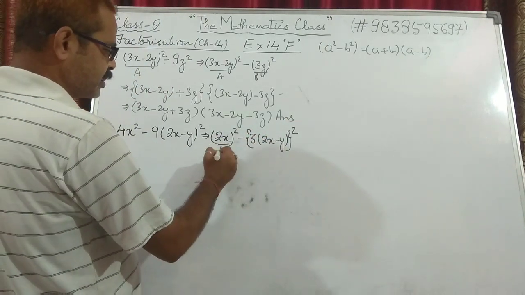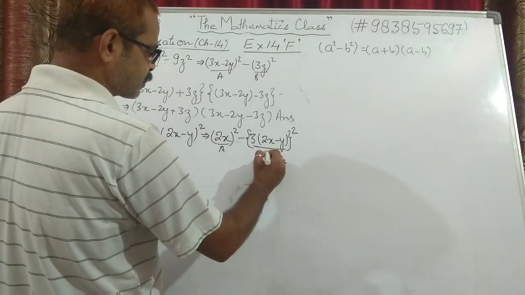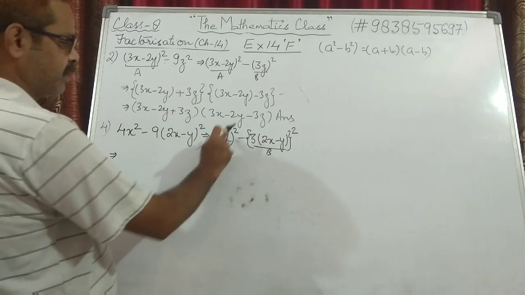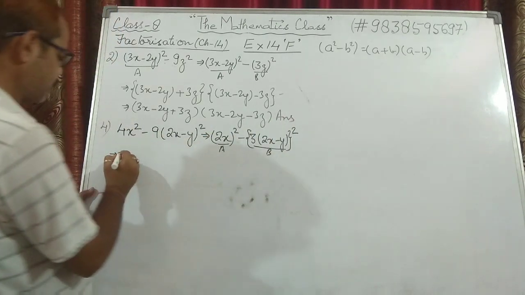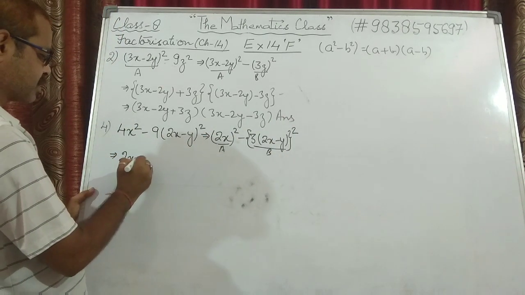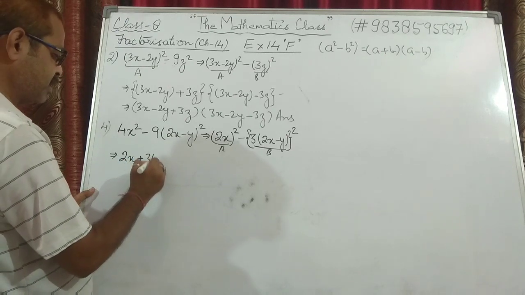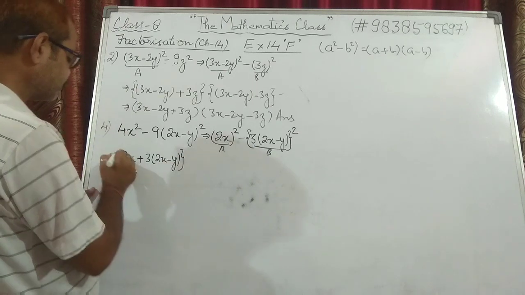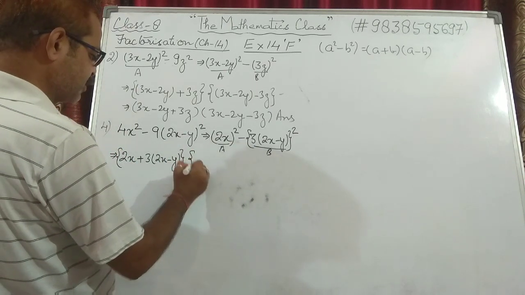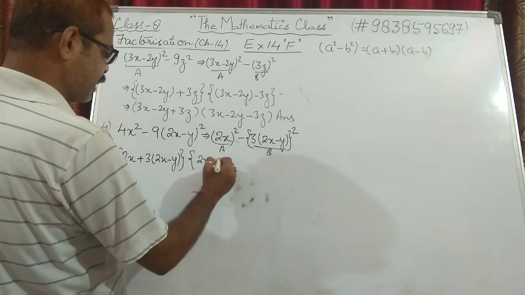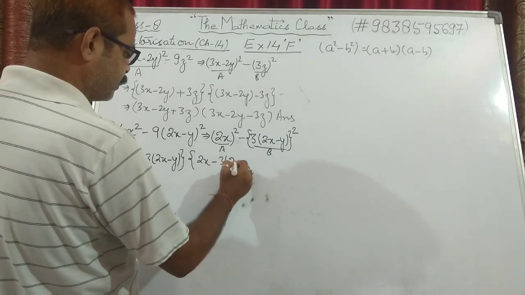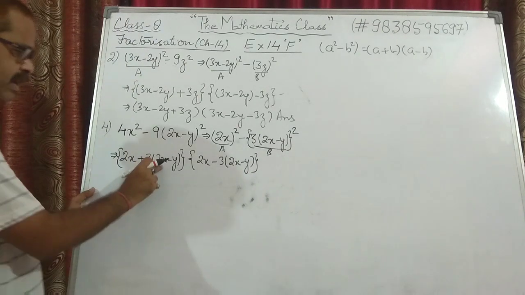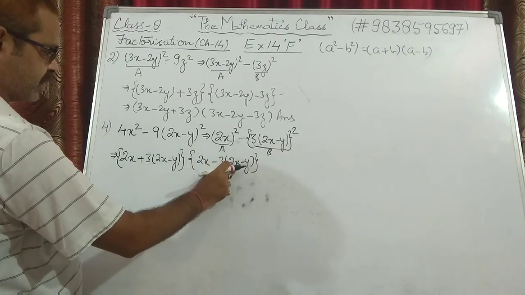Now this will be considered as a, and 3 times 2x minus y will be considered as b. It can be written in the form of a square minus b square, so it can be written as a, that is 2x, plus b, b is 3 times 2x minus y, and a minus b, a is again 2x, minus 3 times 2x minus y. Now we will solve it because x is here and in this also x is here.